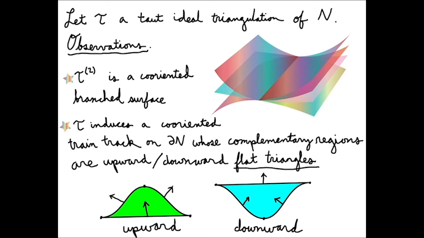And this 2-skeleton, where it intersects the boundary, gives a train track on the boundary, and the complementary regions of this train track are upward and downward flat triangles, which I'm just defining to be these tips of the tetrahedra, where they're distinguished by the property that either 2 of their edges are co-oriented outwards or 2 are co-oriented inwards. In the first case, I'll call that an upward flat triangle, and in the second case, a downward flat triangle.